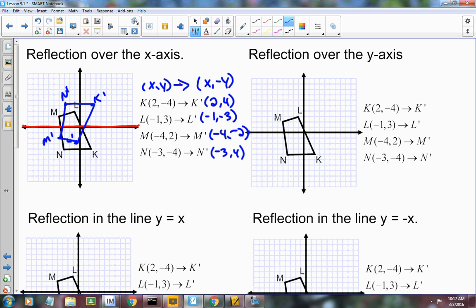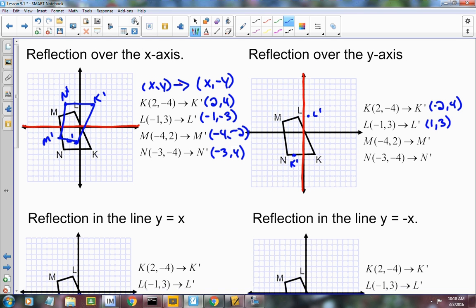All right, now we want to reflect over the y-axis. So again, we're going to graph a few, and then we're going to look for a pattern and see what's happening. Now, the y-axis, here's the y-axis, so we're going to reflect over that. And so we look at K, and K is 2 units to the right. So if you reflect it, it's going to become 2 units to the left. So then my coordinates become -2, 4. If I look at L, L is 1 unit to the left. If I reflect it, it's going to become 1 unit to the right, which is going to be 1, 3.